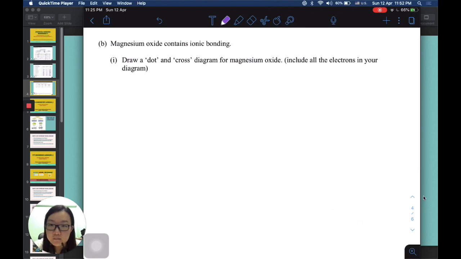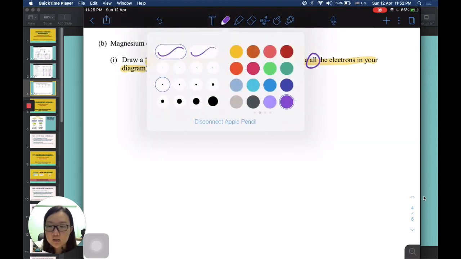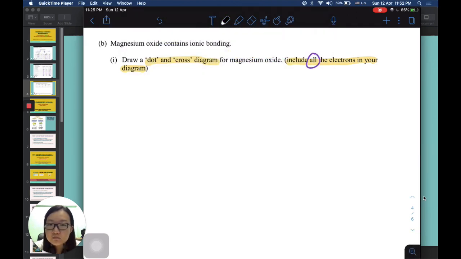Next part, B. Magnesium oxide contains ionic bonding. Draw a dot and cross diagram for magnesium oxide, including all electrons in your diagram. Make sure you highlight all electrons. This question is 2 marks. Simple, but I just really want to run through the entire thought process with you.